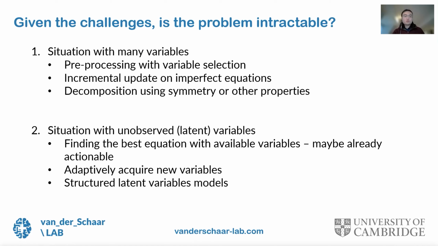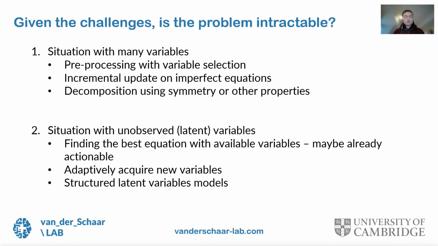And here I analyze two situations. The first situation is an application with many variables. As a reminder, this situation is even difficult for human experts to construct governing equations when there are many variables. One plausible approach is to combine the discovery with some pre-processing steps, such as variable selection. Or we can take an incremental step to update an already existing imperfect equation by trying to incorporate additional variables. And finally, another promising approach is to use symmetry or other properties of the data set to decompose the problem into smaller pieces and solve the problem in a divide and conquer way. And I'll talk about one example later.